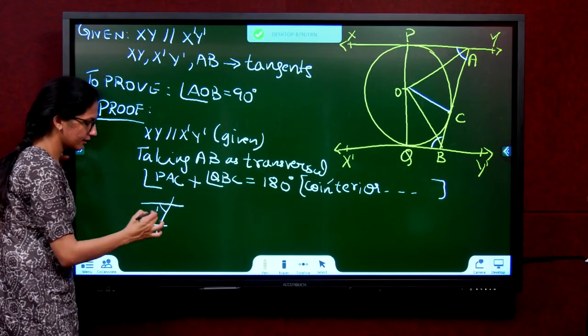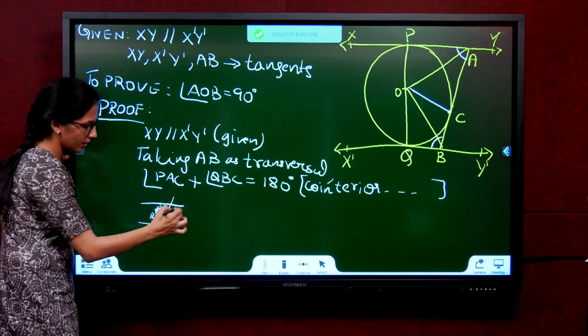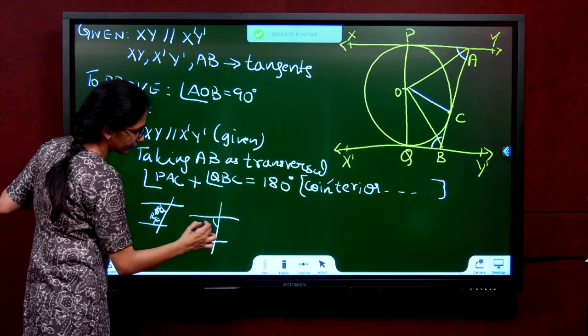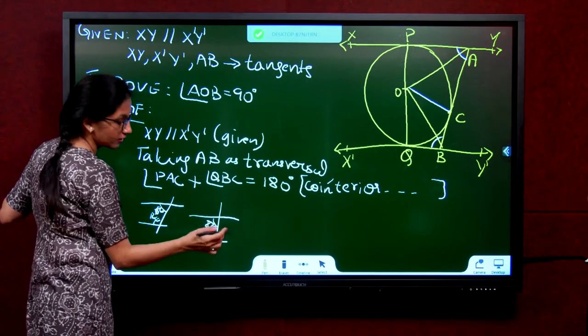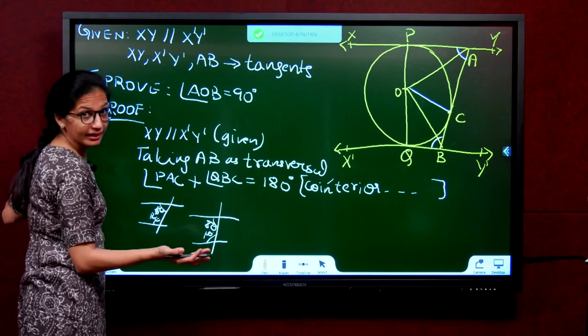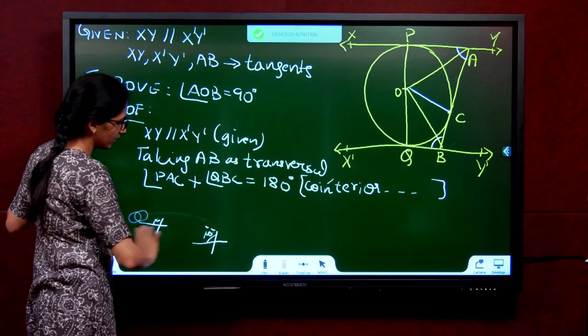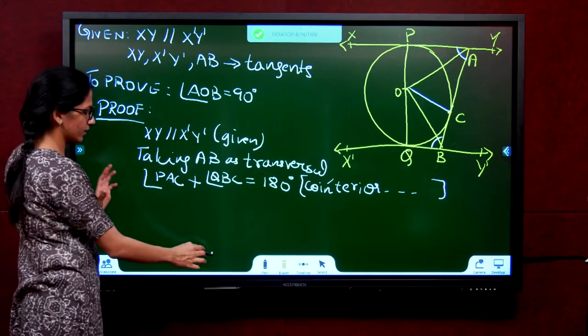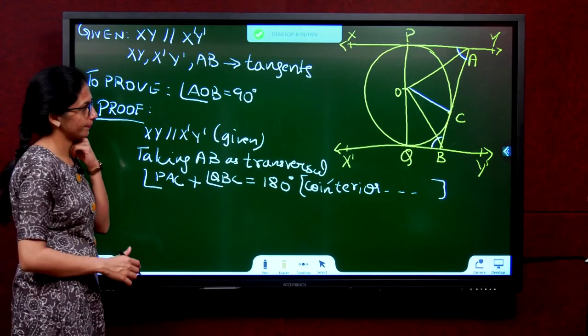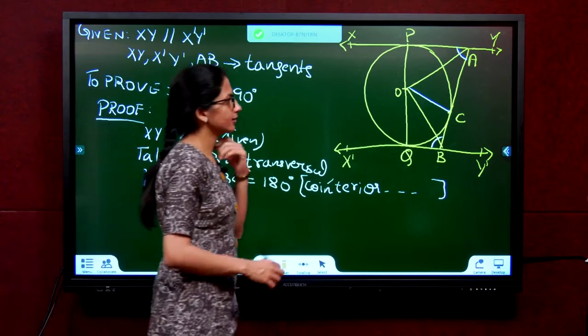If this is 60, this is 120. If this is 80, this is 100. They are not equal. They can be equal, but you cannot say 100% they are equal. So we can't say they are 90-90. We just know that it's 180-180. Now what to do? Understand this.